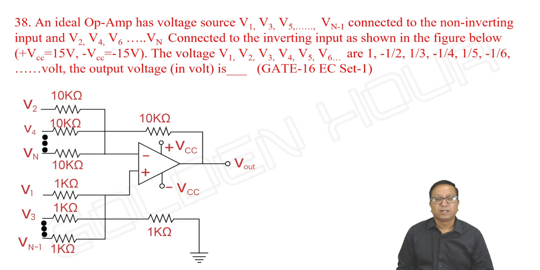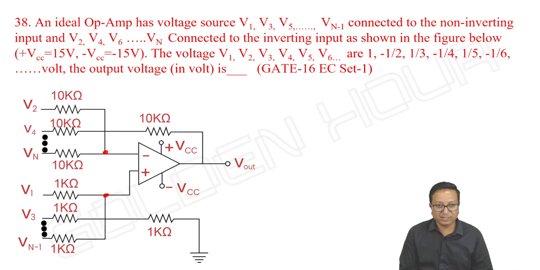Yes. Look at this question. An ideal op-amp has voltage sources V1, V3, V5, etc., odd numbered, connected to the non-inverting input. And V2, V4, V6, etc., Vn are connected to the inverting input. Fine. The voltages V1, V2, V3, V4, V5, V6, etc. are 1, minus 1 by 2, 1 by 3, minus 1 by 4 alternately, plus 1 by 5, minus 1 by 6, etc. The output of the circuit?